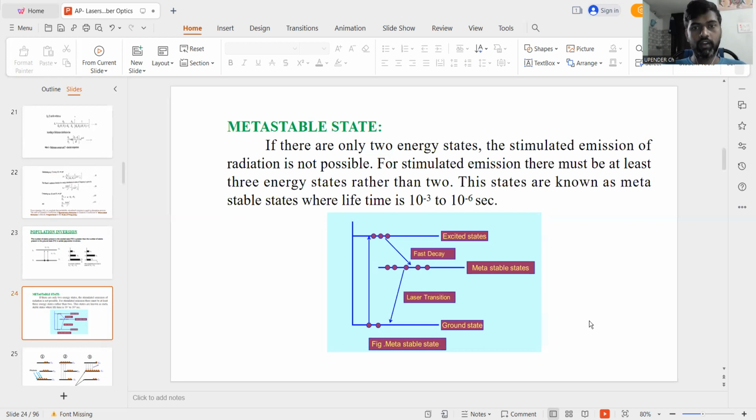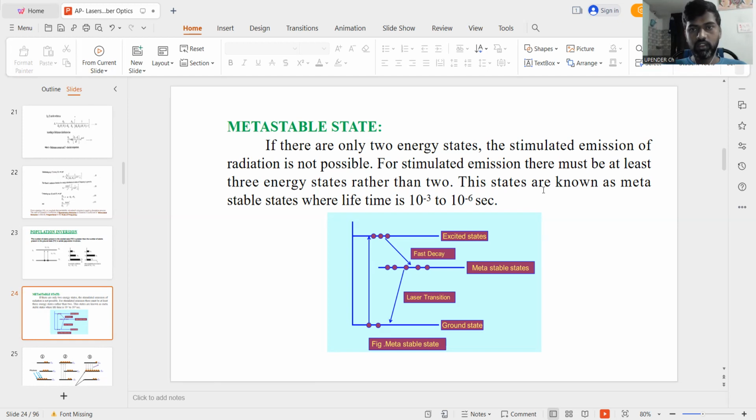One is the ground state, the other is called the excited state. With two energy states, population inversion or stimulated emission does not take place. To get stimulated emission, we need at least three energy states. At least three energy states are required to get lasing action. A minimum of three energy states are required here.